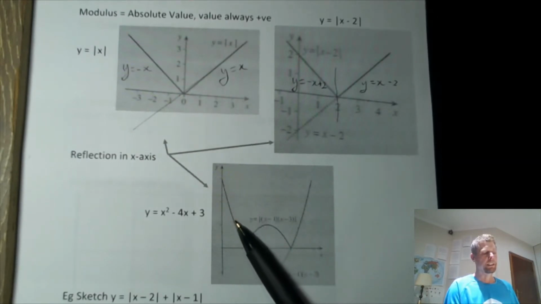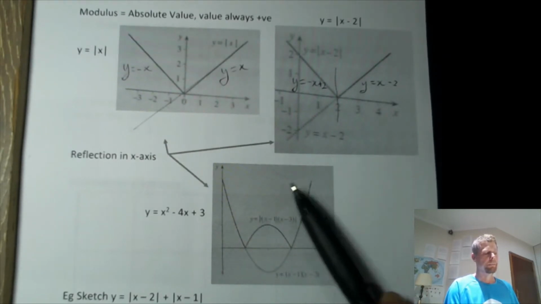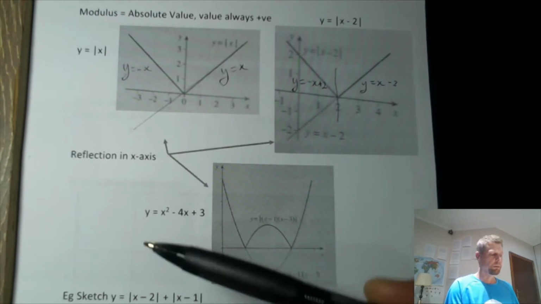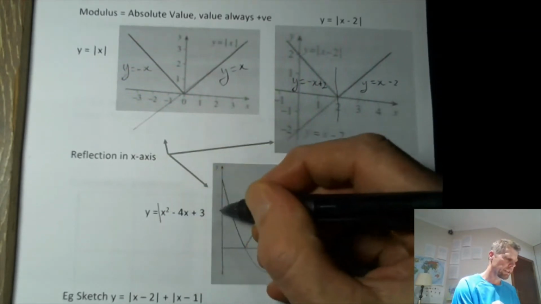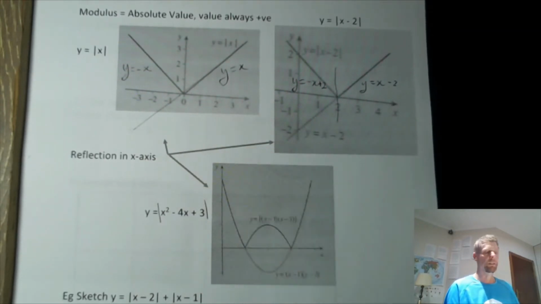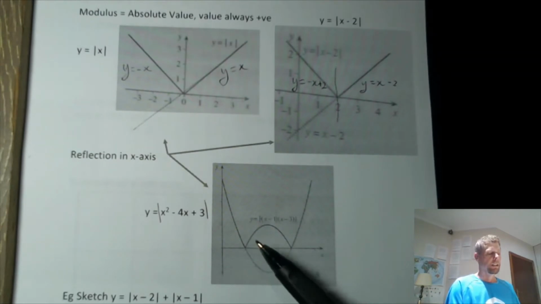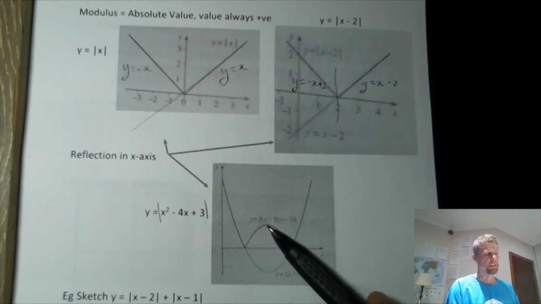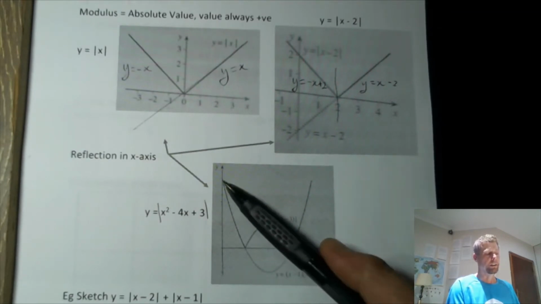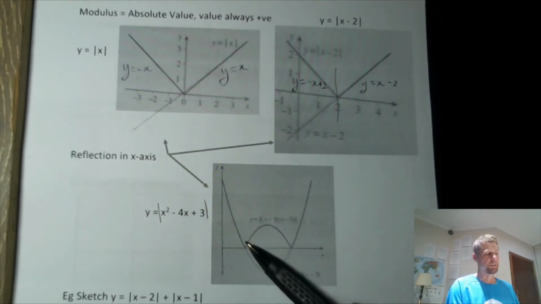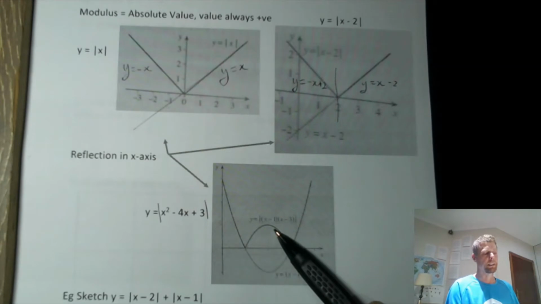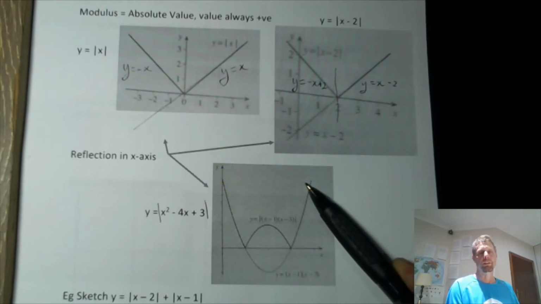Here's a quadratic, normally would look like that, but if we have the mod, if we want to find y equals mod x squared minus 4x plus 3, okay, then this middle part is negative. So what do we do? We have to put a minus in front of everything. And so the function changes from there. It's a normal function, x squared minus 4x plus 3. From here, it becomes minus x squared plus 4x minus 3, and then it reverts back to the original function again.